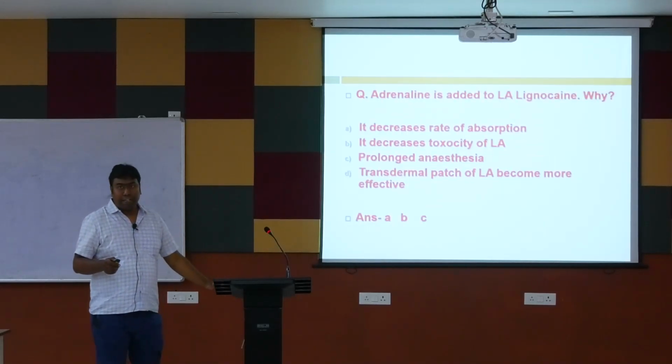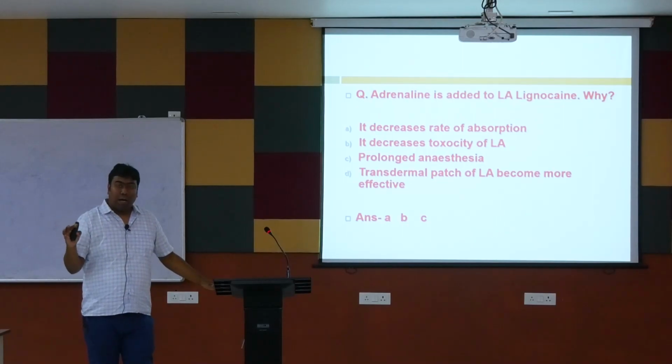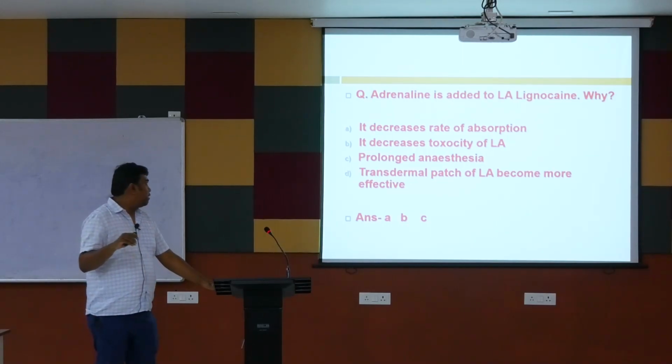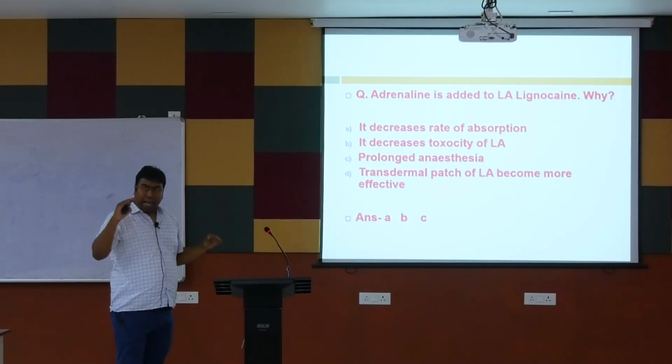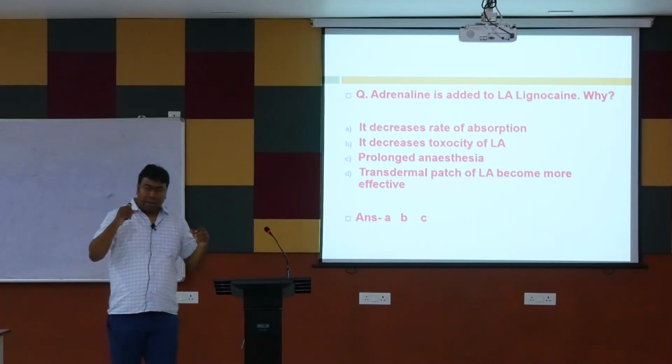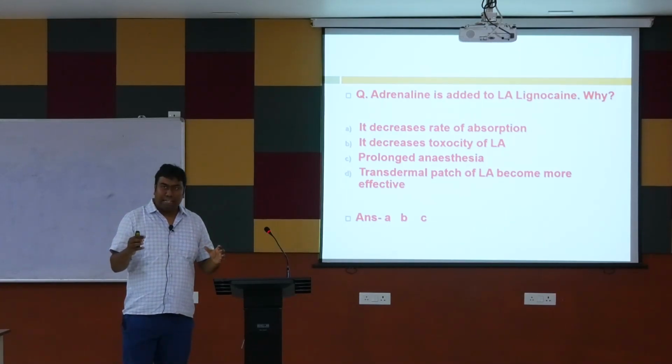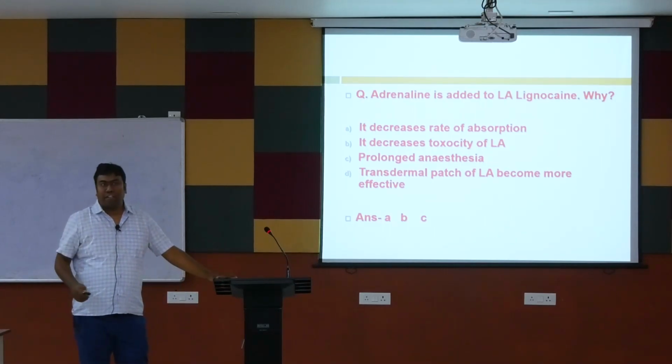Adrenaline, why is it important? Explain why, or it may come as an MCQ. It decreases the rate of absorption. As it decreases the rate of absorption, the systemic toxicity will be less. That is the key point. And as there is a much larger amount of local anesthetic at the site of action, the duration of action will increase.